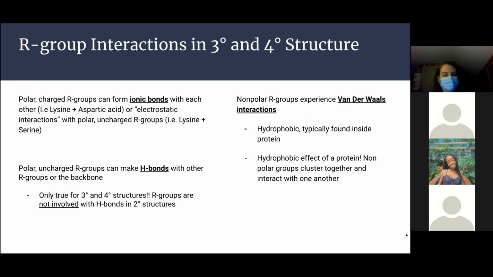And then your second category involves your polar uncharged R groups, and these are just going to be making hydrogen bonds with other R groups or with a backbone structure. It's important to differentiate these from the other hydrogen bonds in the secondary structure. These are different because these amino acids only make these hydrogen bonds in the tertiary and quaternary structures. And then your last type is going to be nonpolar R groups, and they're going to be making van der Waals interactions.